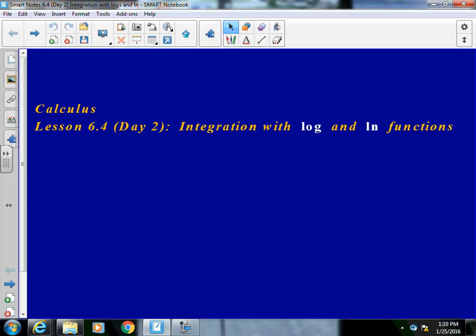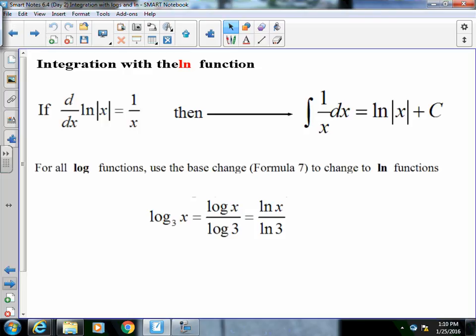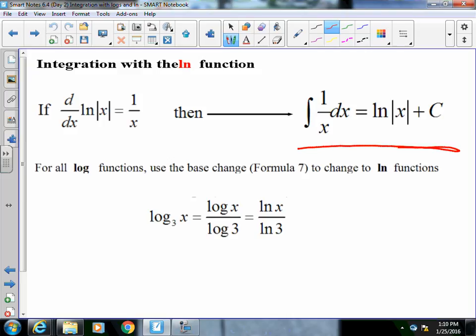So, first of all, the derivative of ln of the absolute value of x (the absolute values are there because we know anything inside of a logarithm must be positive) is 1 over x. So, that means that when we integrate, the integral of 1 over x dx is equal to the ln of the absolute value of x plus c. Also, a little reminder here, for all log functions, we can use the change of base formula to change to ln in all cases. So keep that in mind.